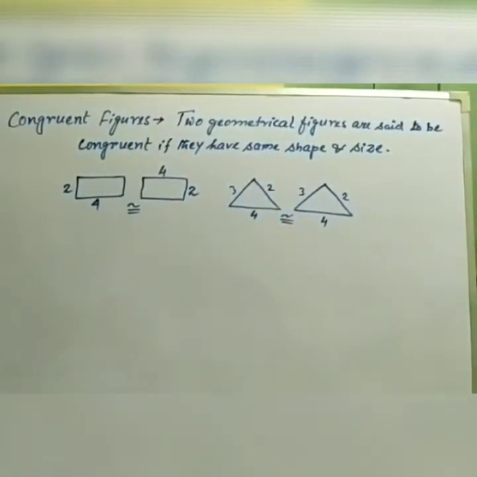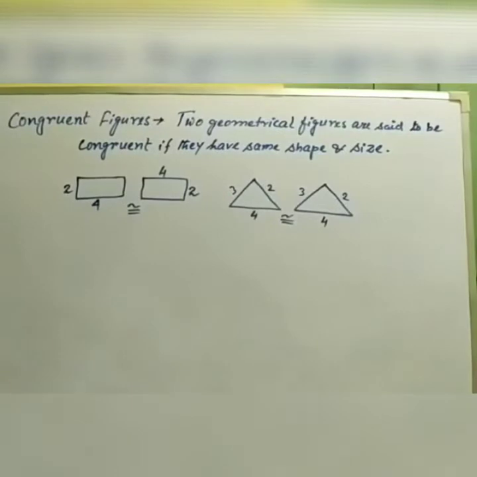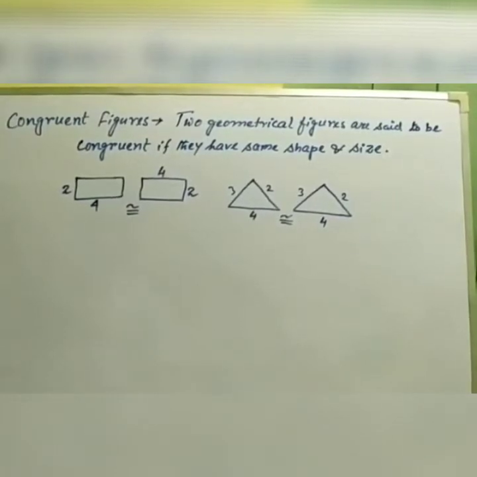So these are the congruent figures that you have learned, and the basic idea is, if we superimpose one figure on another figure, they will overlap, they will totally cover each other. So that is called congruent figures.